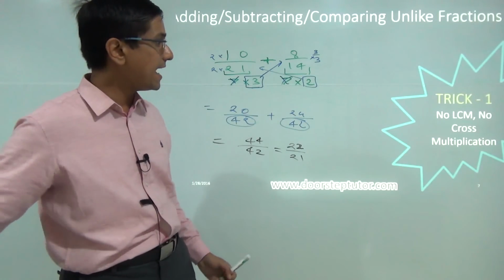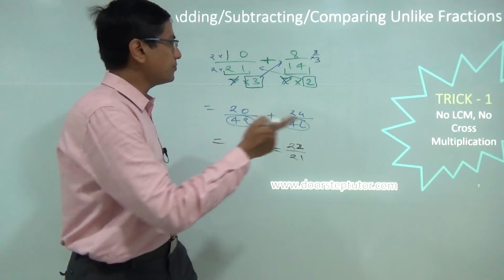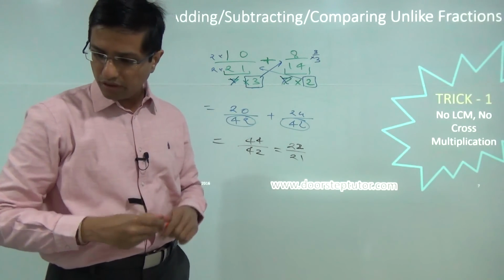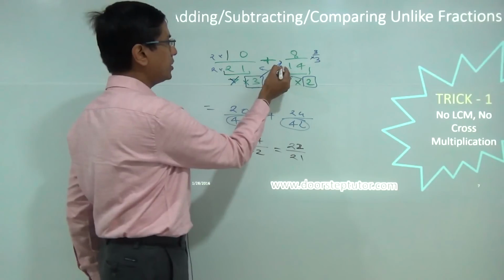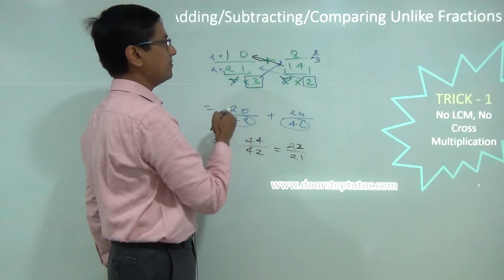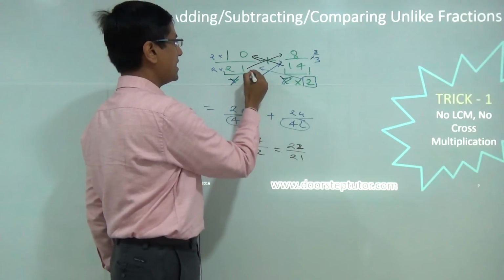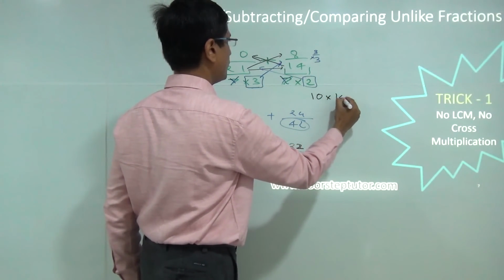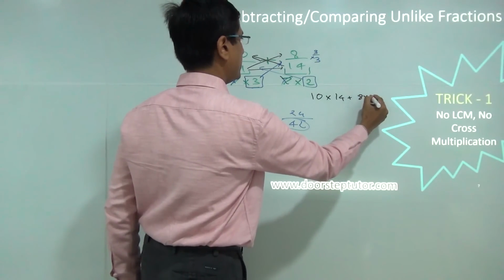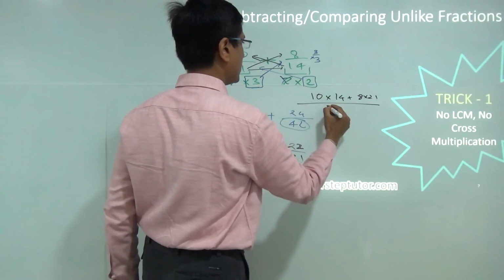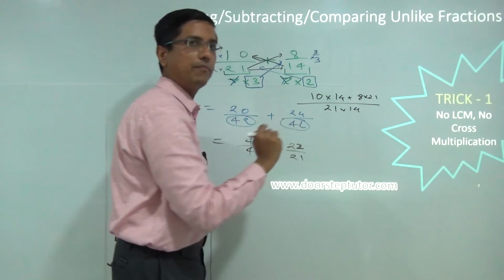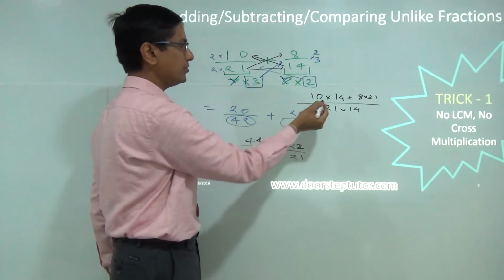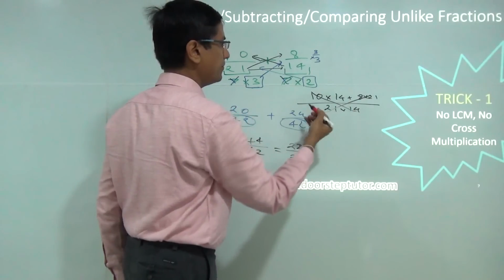And another method, right? Another method which people tell you is the cross multiplication method. What they'll tell you is, to solve these kinds of problems, you do cross multiplications. You multiply 14 by 10 and then 21 by 8, and the final answer would be 10 into 14 plus 8 into 21 divided by 21 into 14, and then simplify. So this is even worse than calculating the LCM, because you have to do these big multiplications. So don't even do this.